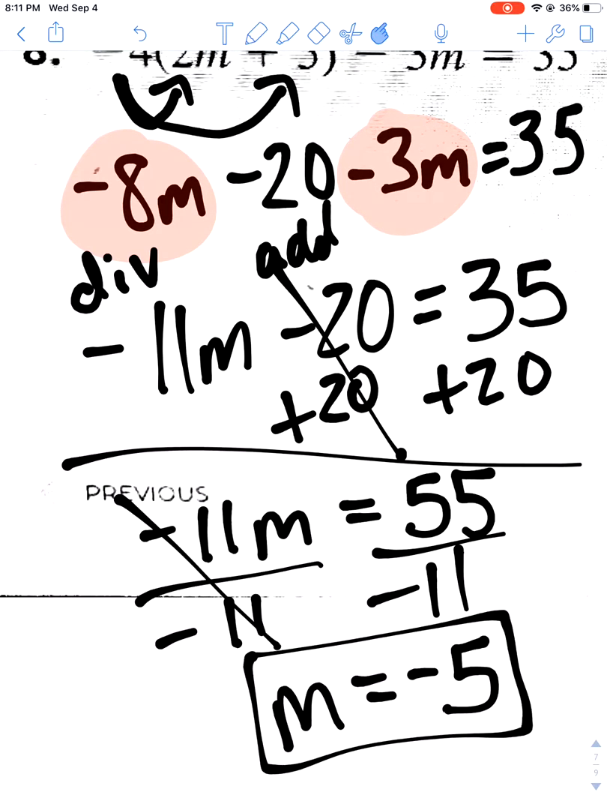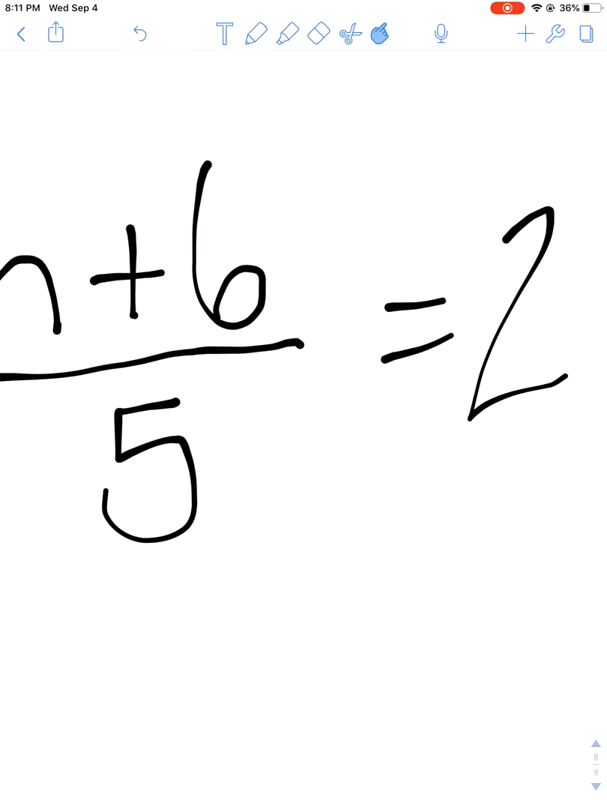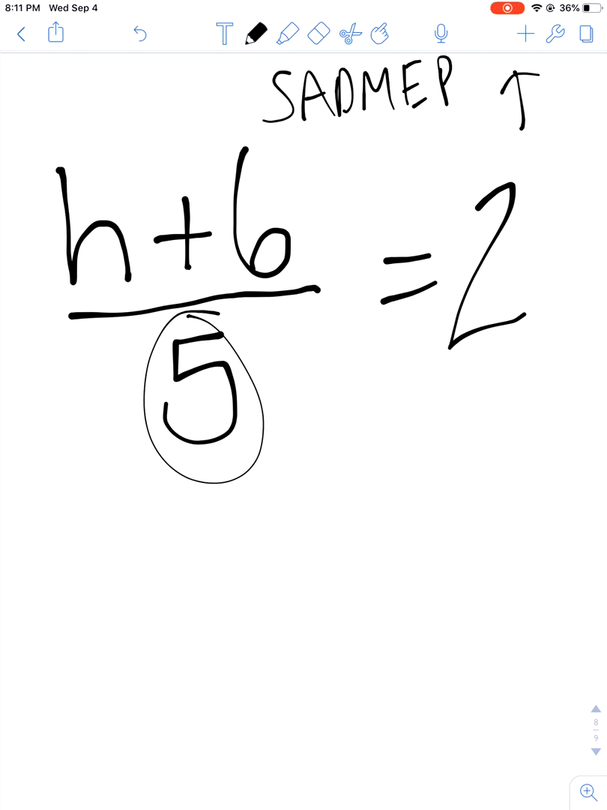Now before I leave you, there is one special thing about SADMAP that we haven't talked about. If we look at this problem here, what we need to know about SADMAP is that you work from the bottom to the top. So I have to ask myself, how do I get rid of this 5? Well, we're dividing, so I just need to multiply by 5 on both sides. That'll make this cancel out because those are inverses.